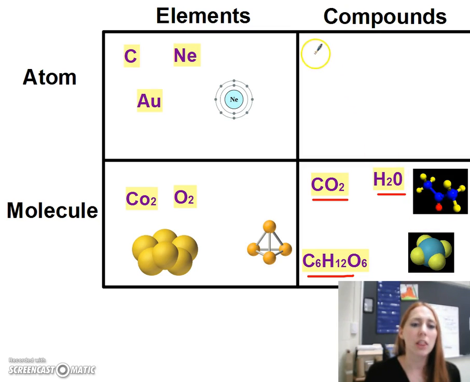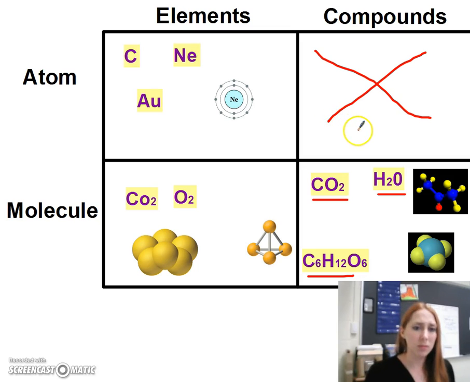Now you'll notice there are no atoms or compounds that are the same. So we don't have an atom that's also a compound. We don't have a compound that's also an atom. The reason for this is compounds are 2 or more elements chemically combined at a set ratio. 2 or more elements. An atom is a single element. You can't have 2 or more of a single thing. That would make it a molecule of an element. So we have no compounds that are also atoms.